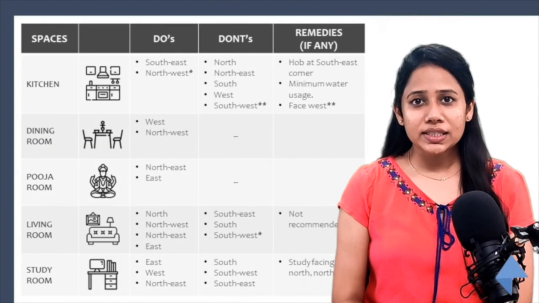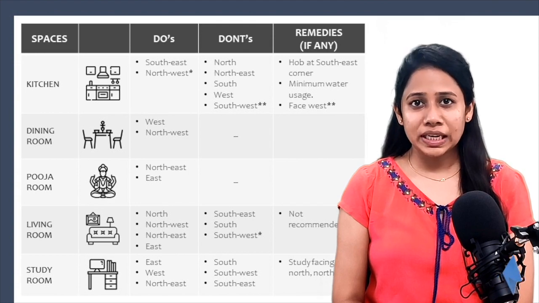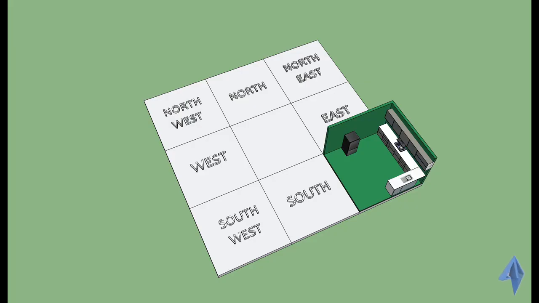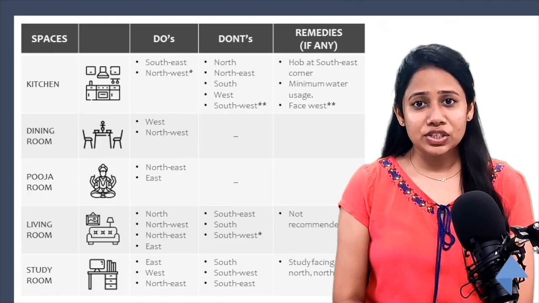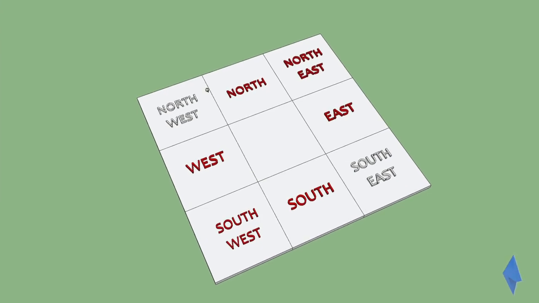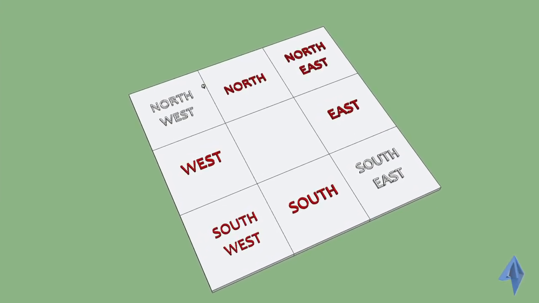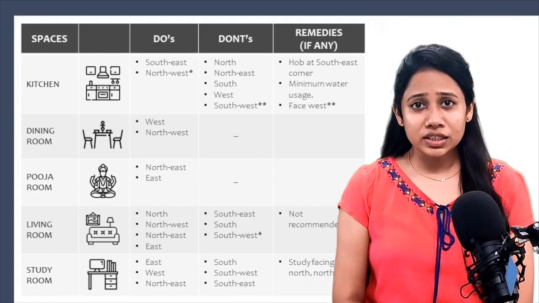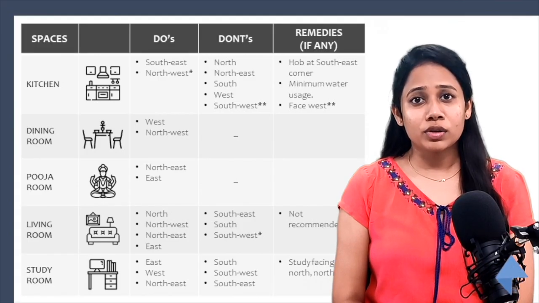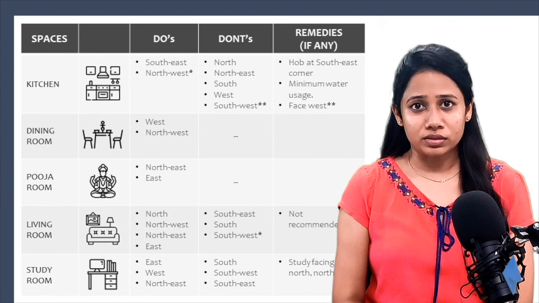The next space is kitchen. You can place your kitchen in southeast direction. Second priority is northwest direction. You should never place your kitchen in north, northeast, south, west and southwest. A kitchen in southeast is preferred because it represents the element fire.